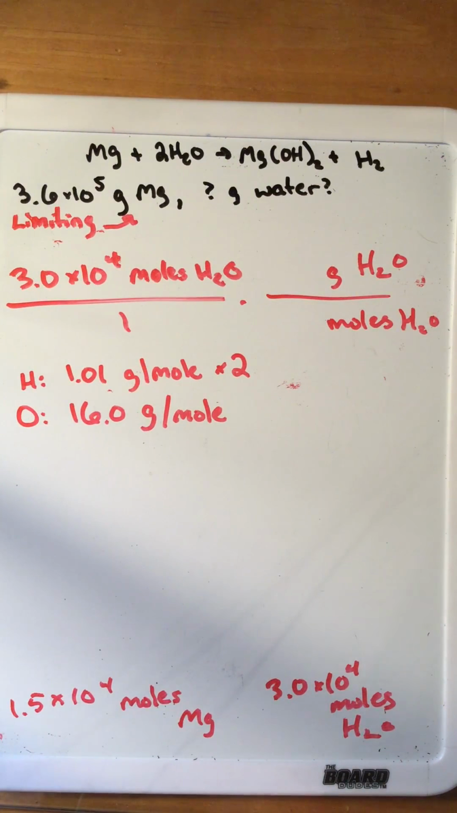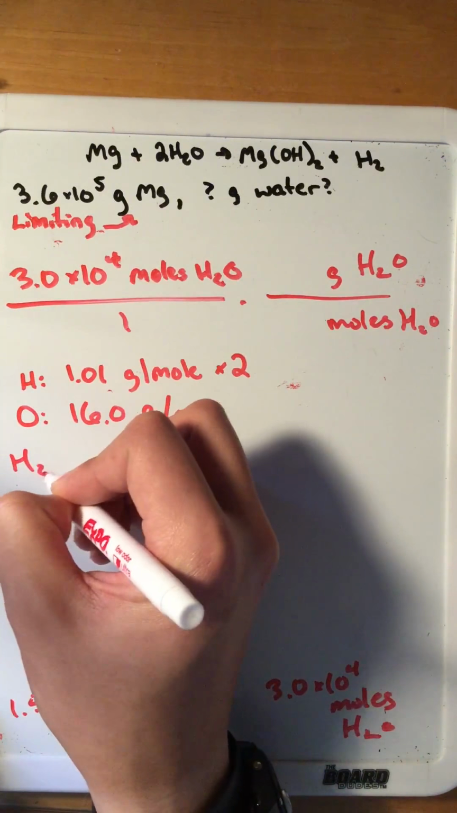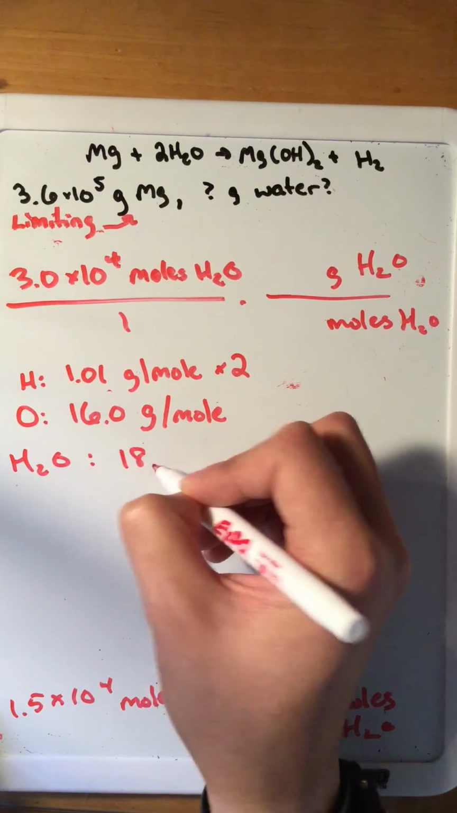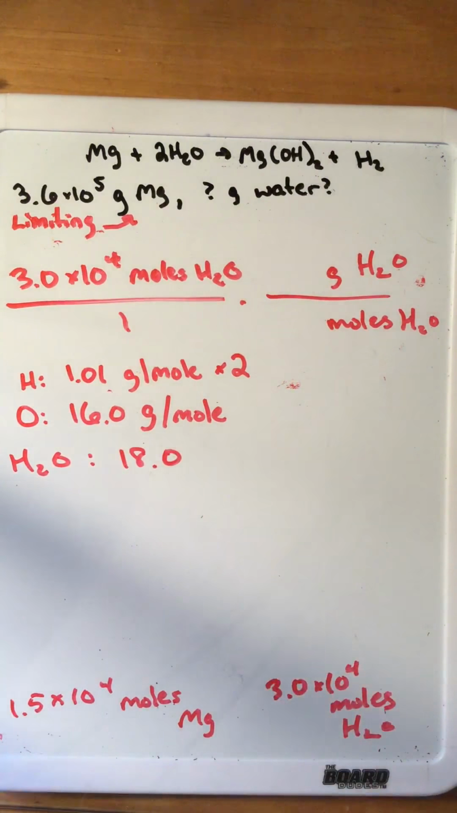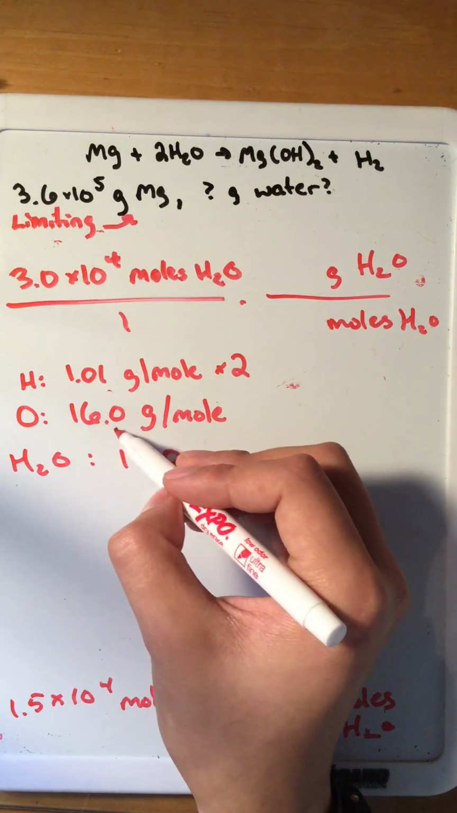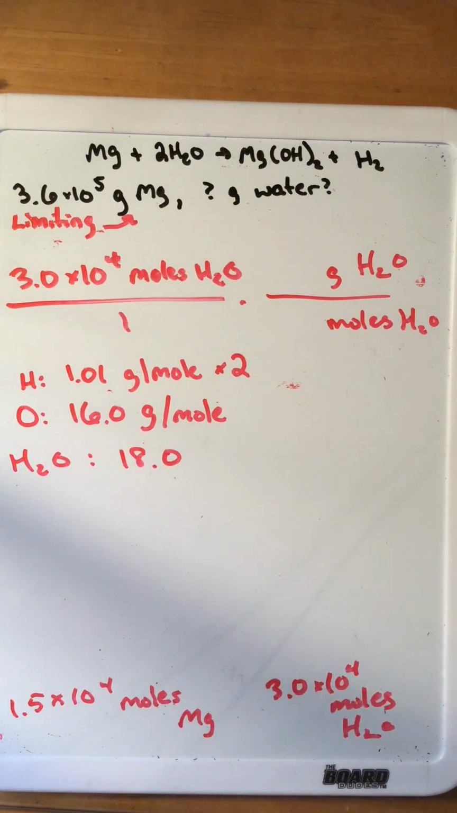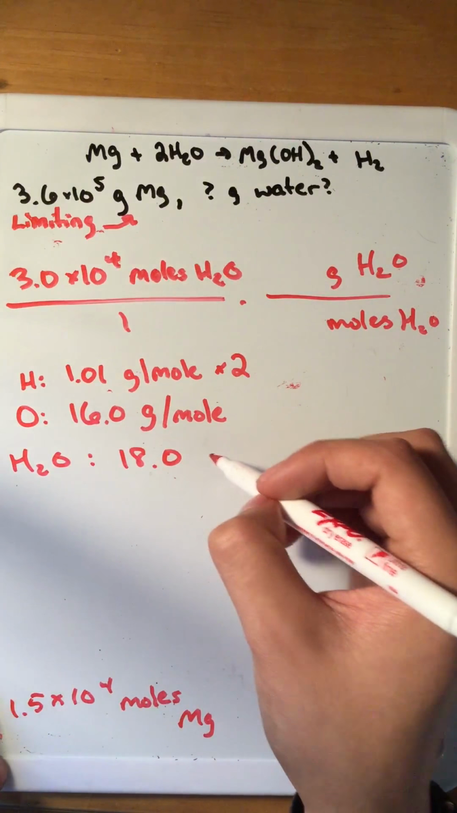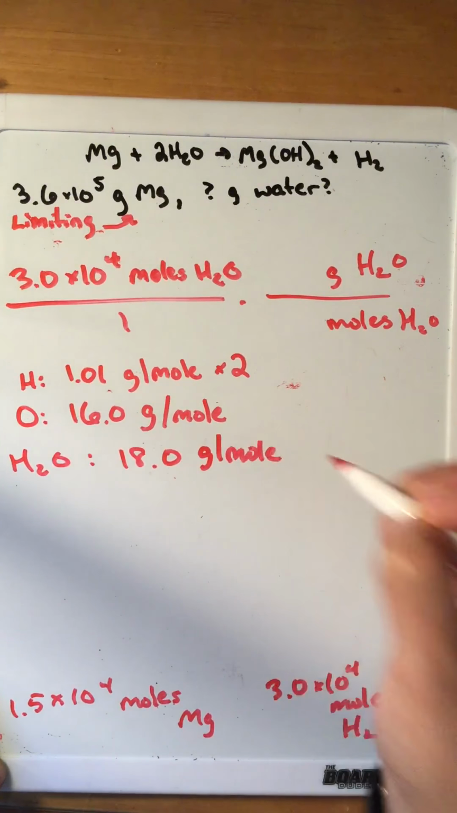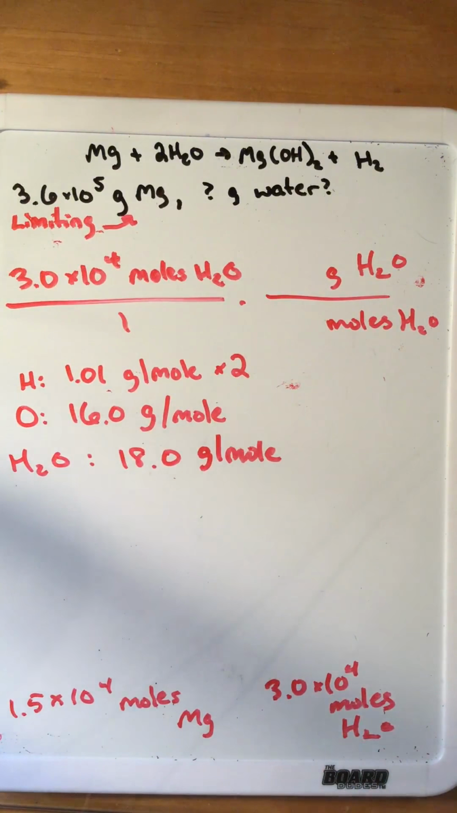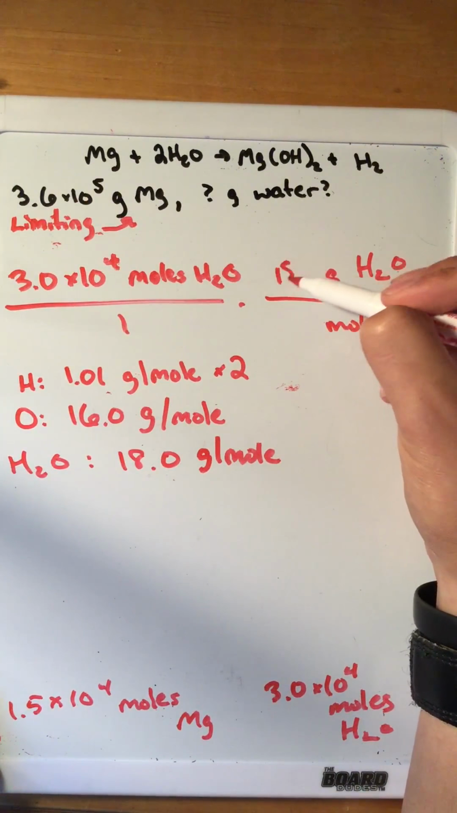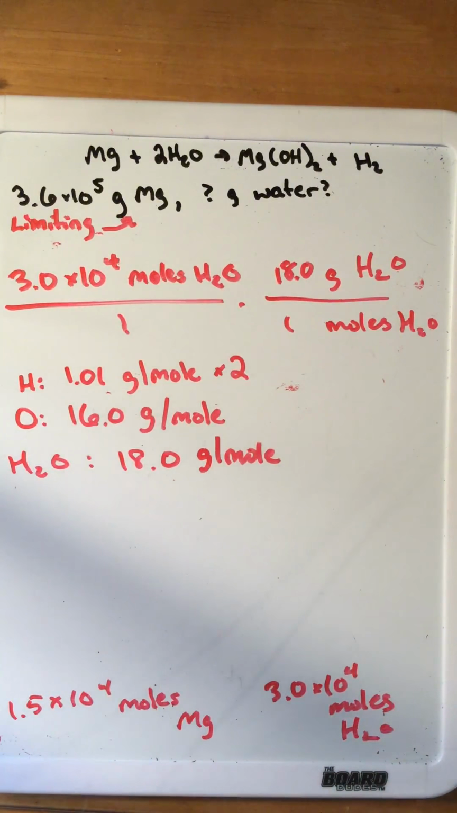So if we multiply all this together, we're going to get 1.01 times 2. I'm going to add that to 16. And for H2O, we will get 18.02, but because of significant figures, mainly how far this one goes out, we can only go out one place for that. So it's 18.0. And again, this is grams per mole. And so that's our conversion factor. So we need 18.0 grams to make 1 mole of H2O. And so we'll go ahead and multiply this.